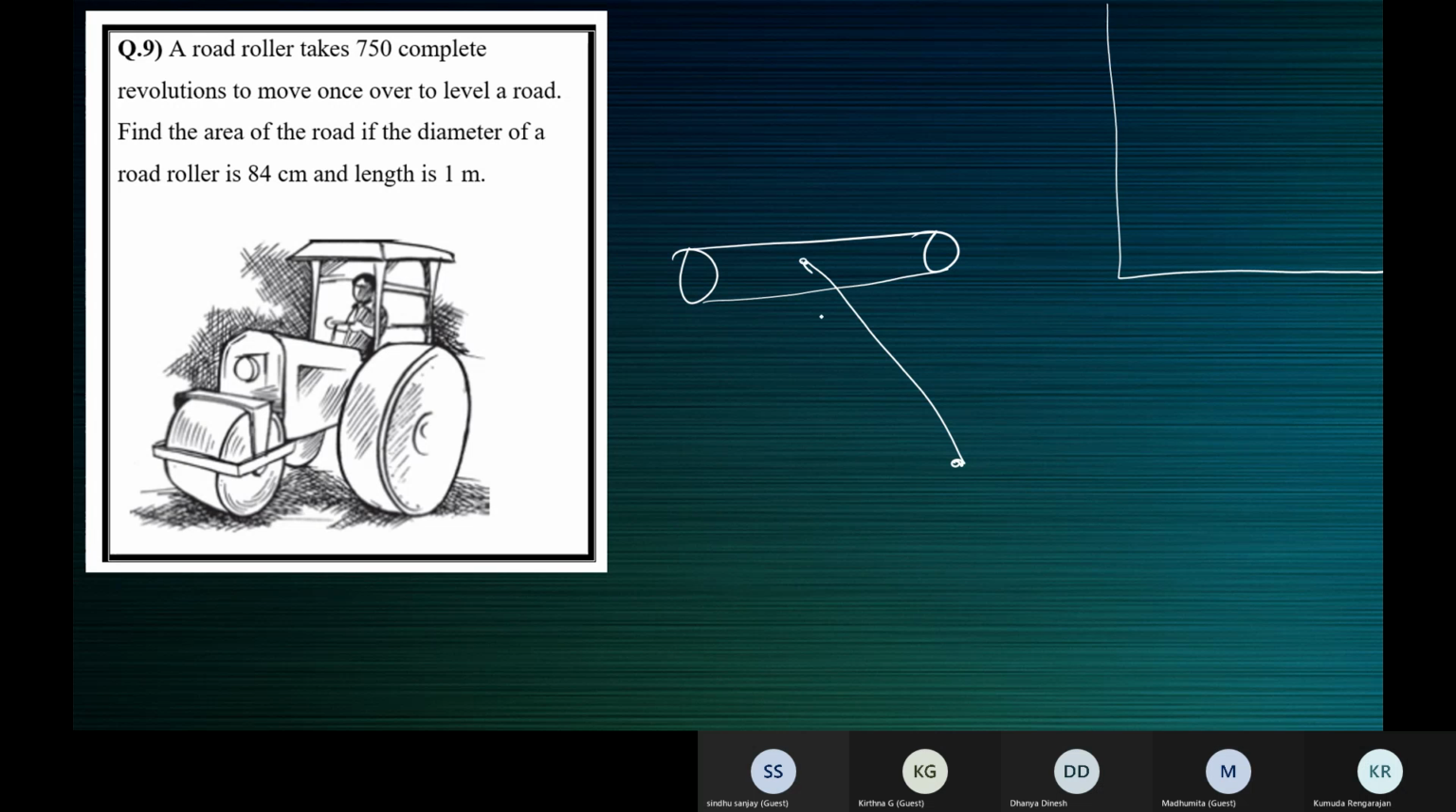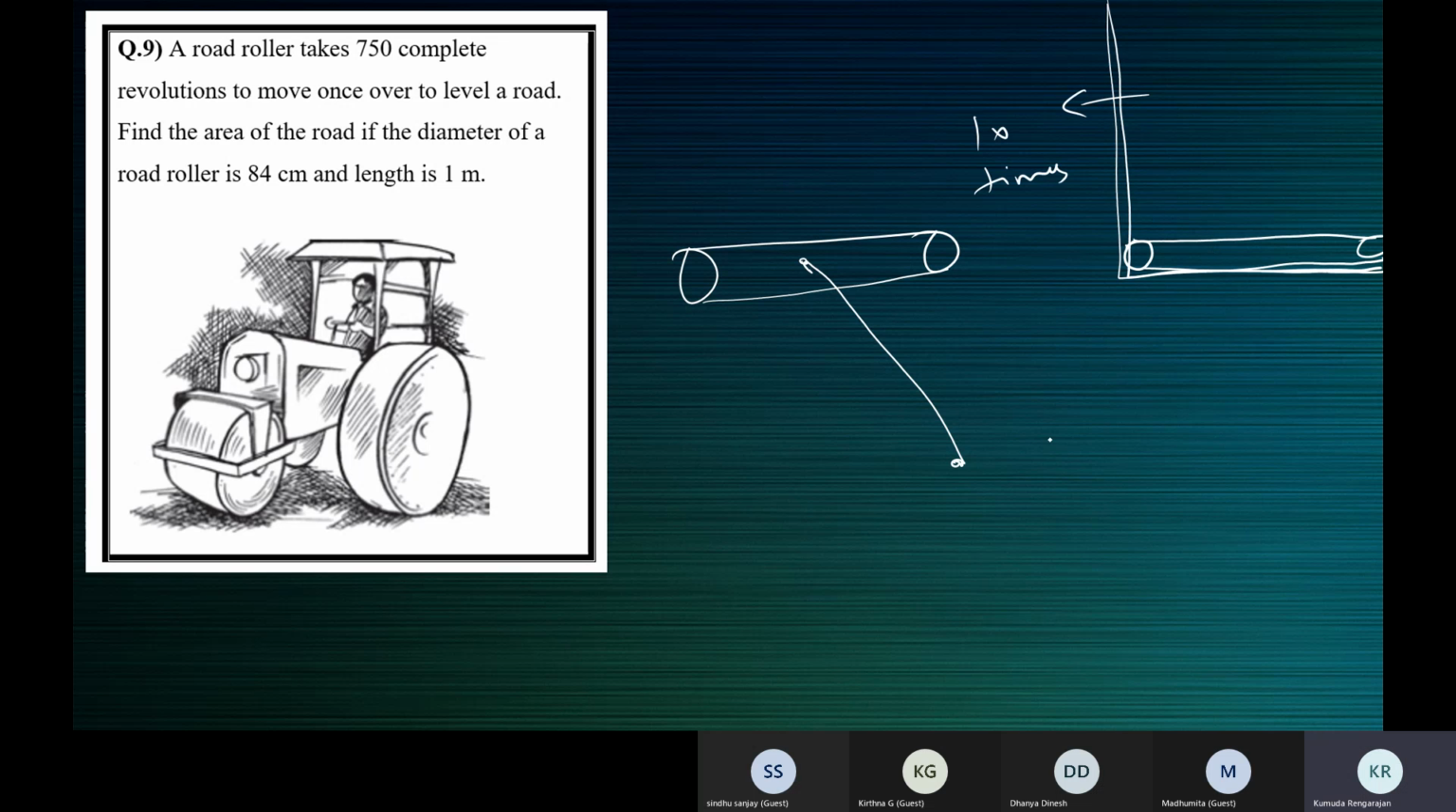Imagine that I have a roller. This is the piece of land which I want to level. This piece of land is all in ups and downs, so I'm trying to level this land using a roller. Now, supposing I move the roller some 10 times. This roller rolls over the ground 10 times to level the ground.